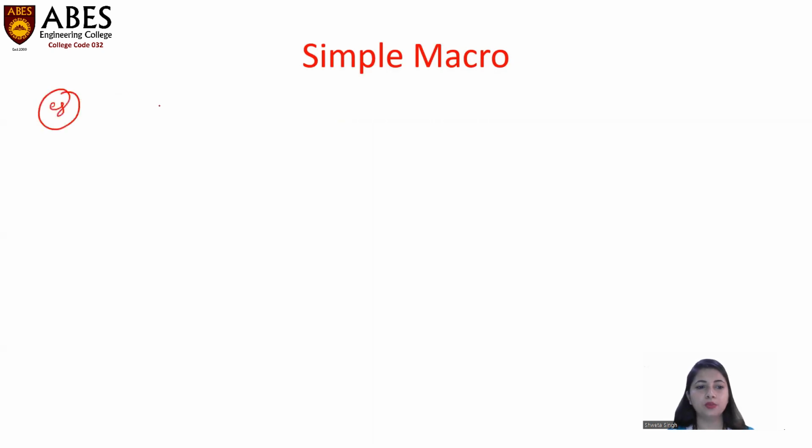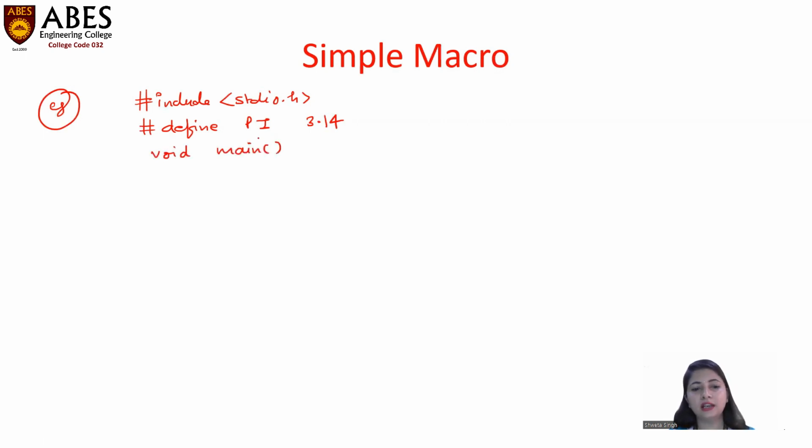Let us take an example. Here I have defined a macro named pi, and let's take its value as 3.14. Generally we declare a macro before the main function or outside the main function, but it is not mandatory. You can define a macro anywhere in the program.